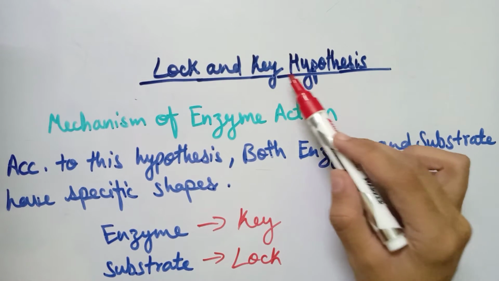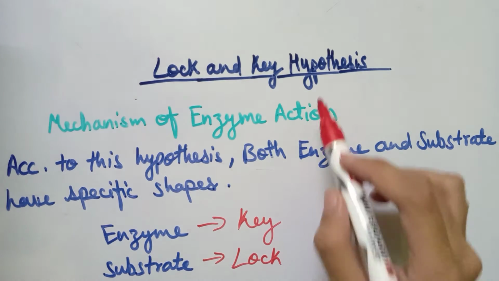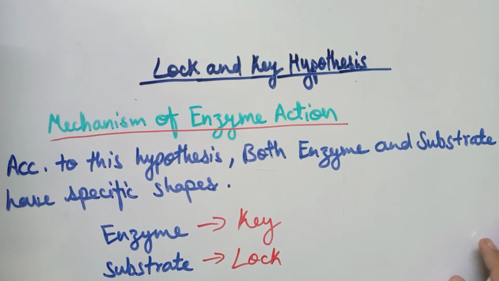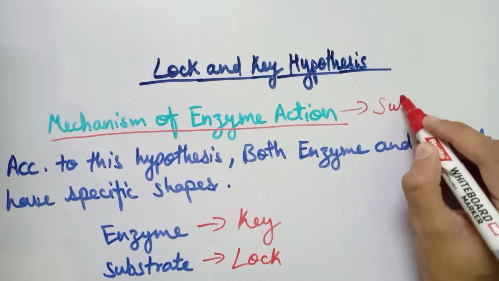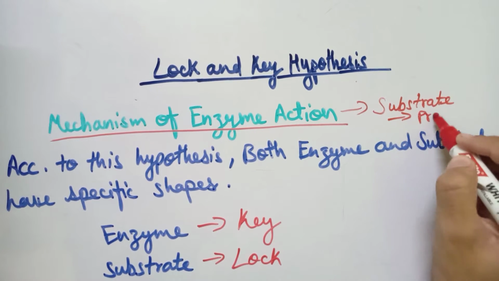Today we will study about the lock and key hypothesis of enzyme action. Basically, this is a hypothesis which tells us about the mechanism of enzyme action. So basically, it tells us how the enzyme acts upon a substrate and converts it into a desirable product.